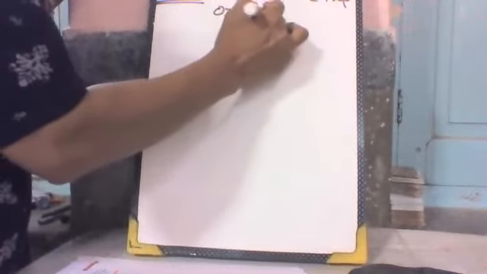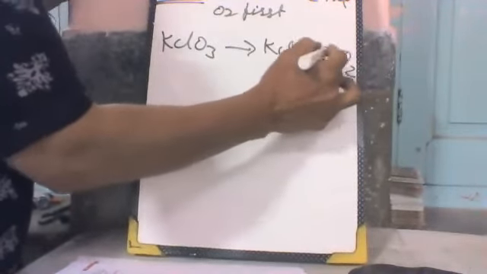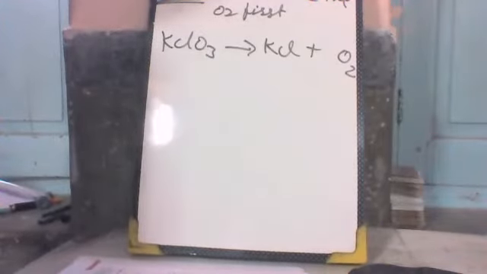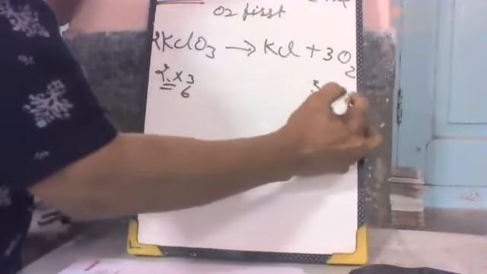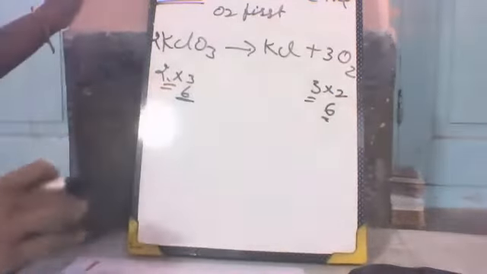To balance, first we have to balance the number of oxygen. Balance the oxygen first. To balance oxygen, what do we have to do? KClO3 gives KCl plus O2. So make it 6. Set a coefficient 2 before KClO3 and 3 before O2. If we put 2 here, the number of oxygen is 2 multiplied by 3 equals 6. Here it is 2. If I put 3 here, then the number of oxygen atoms is 6. The number of oxygen is balanced.